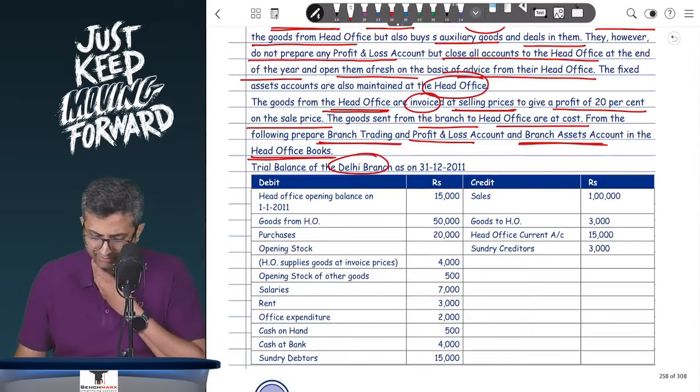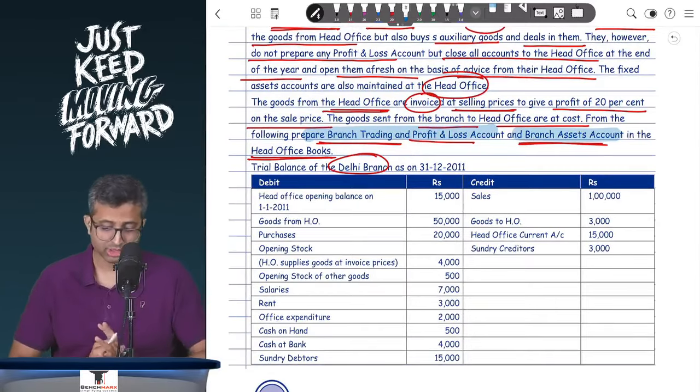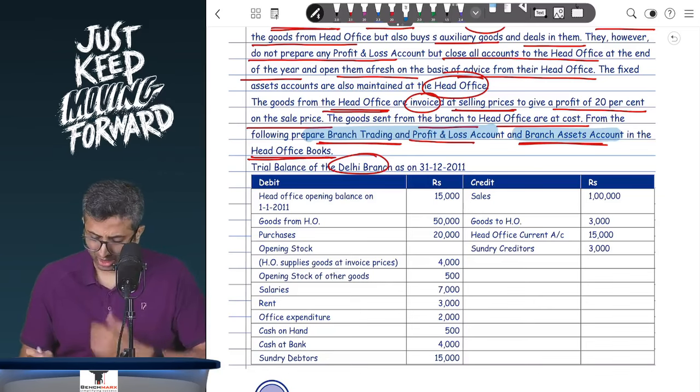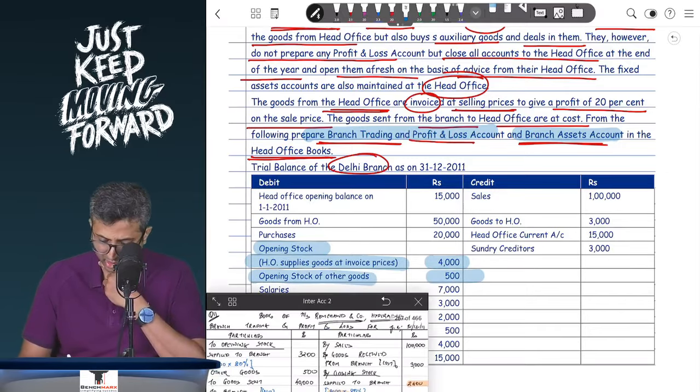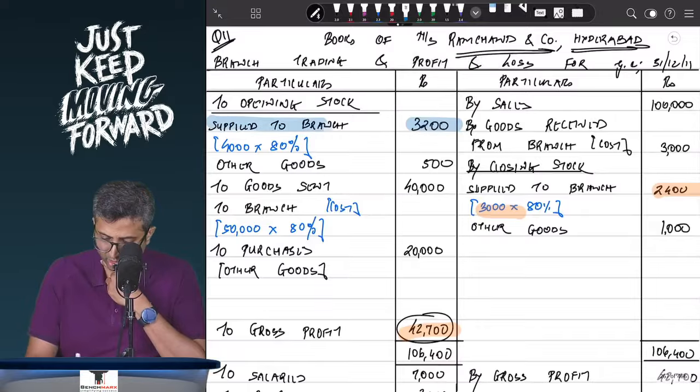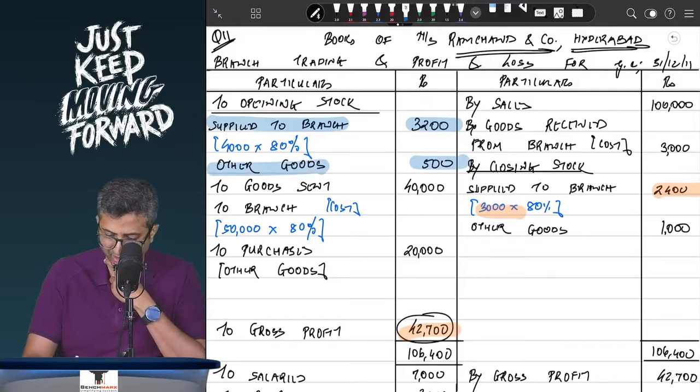So what do I have to prepare? I have to prepare the branch trading and profit and loss account and the branch assets account in the head office books. When I prepare the branch trading and profit and loss account, we'll start with the opening stock. This is at invoice price, but I'll have to take it at cost. So 4,000 into 0.8 is 3,200. And opening stock of other goods will be at 500 only.